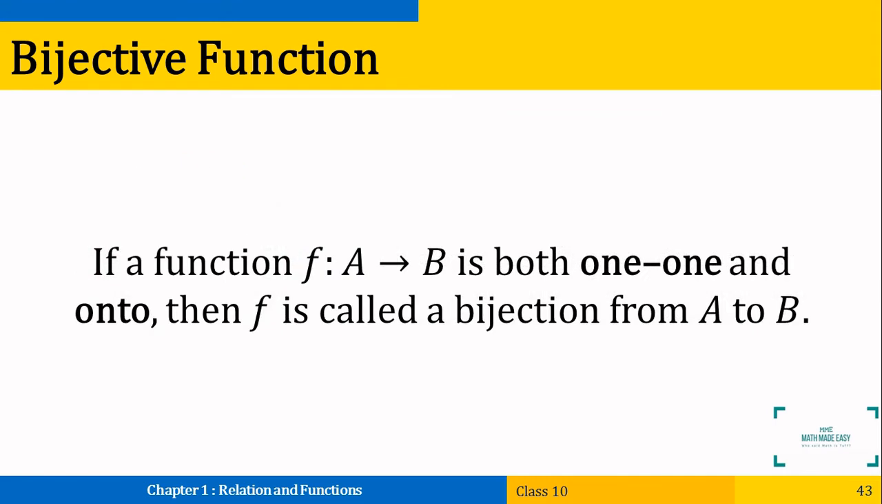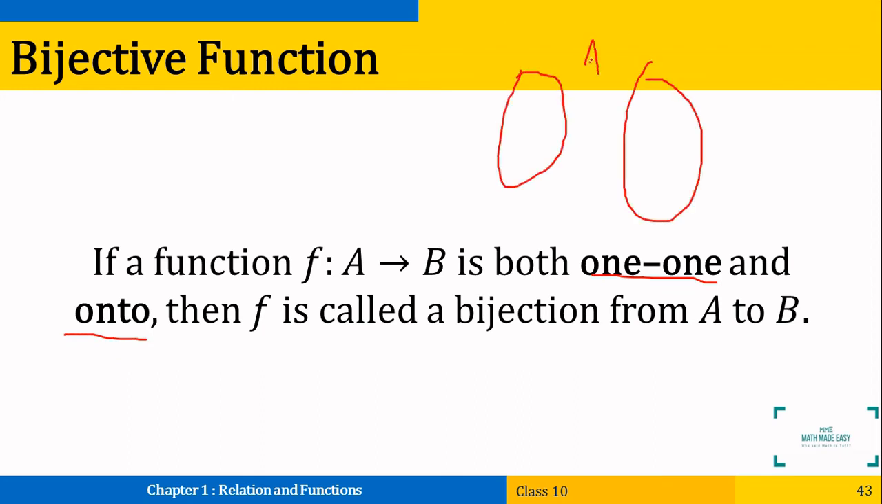If a function f from set A to set B, which are non-empty, is both 1-to-1 and onto, then f is called a bijection from A to B. Simply saying, each element in the domain has a unique image in the codomain, and all the elements in the codomain are mapped to one element in the domain, so that this particular case becomes a bijective function, right.